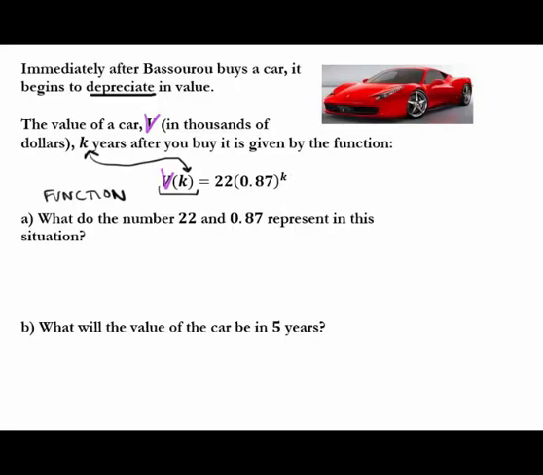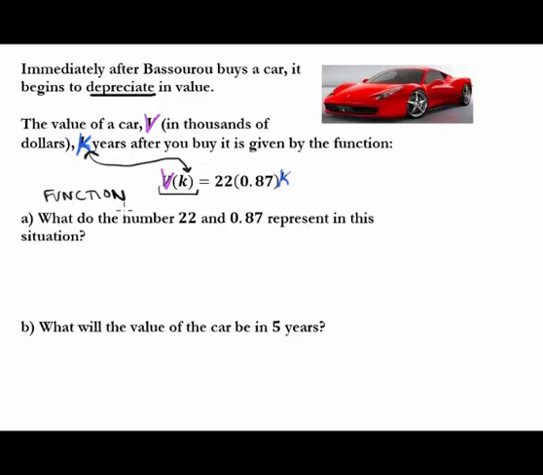Okay, so immediately this makes sense because we talked about how the number of years is sort of representing the number of times that this thing is either increasing in value or decreasing in value. So it makes sense that the k is in the exponent place. So what do the numbers 22 and 0.87 represent in this situation?